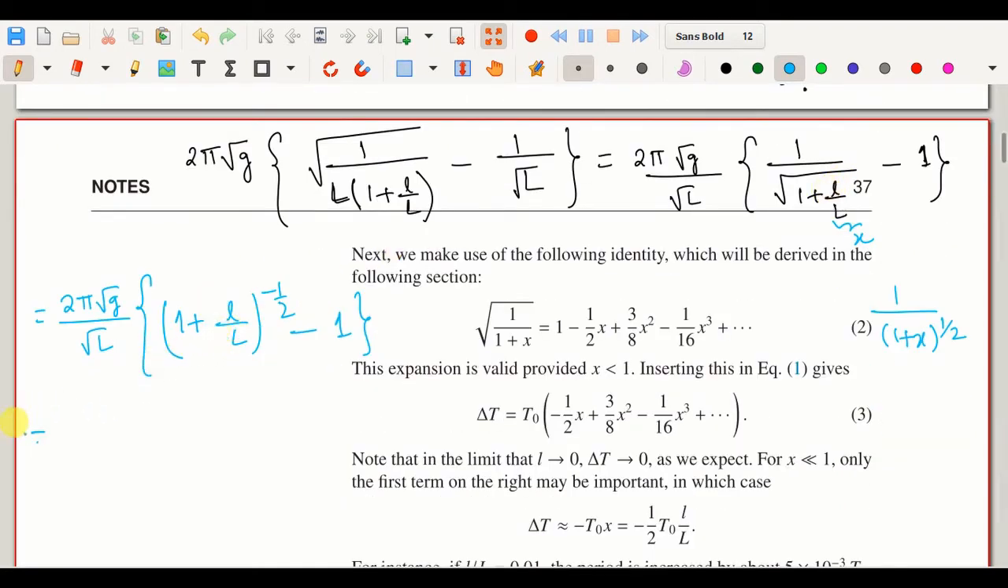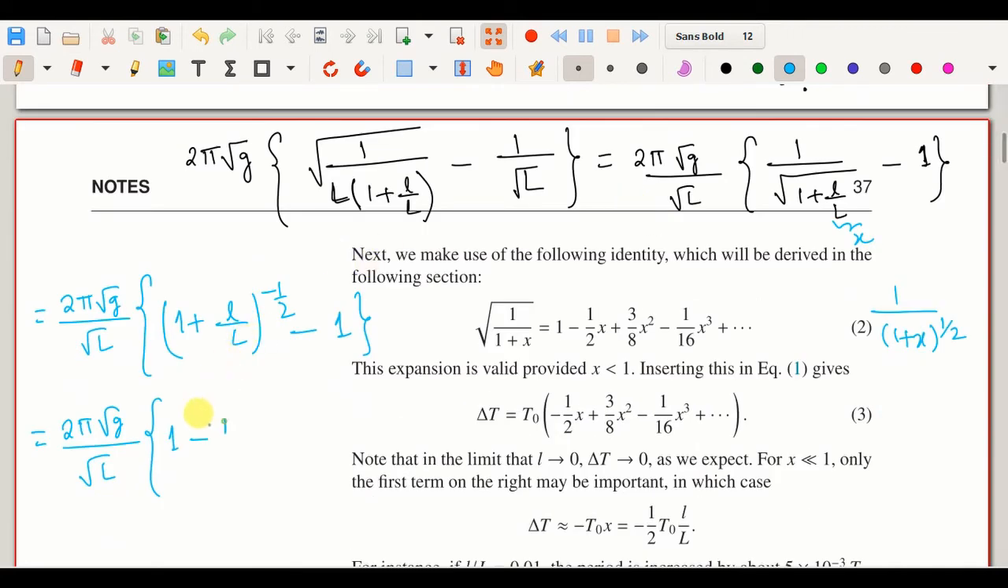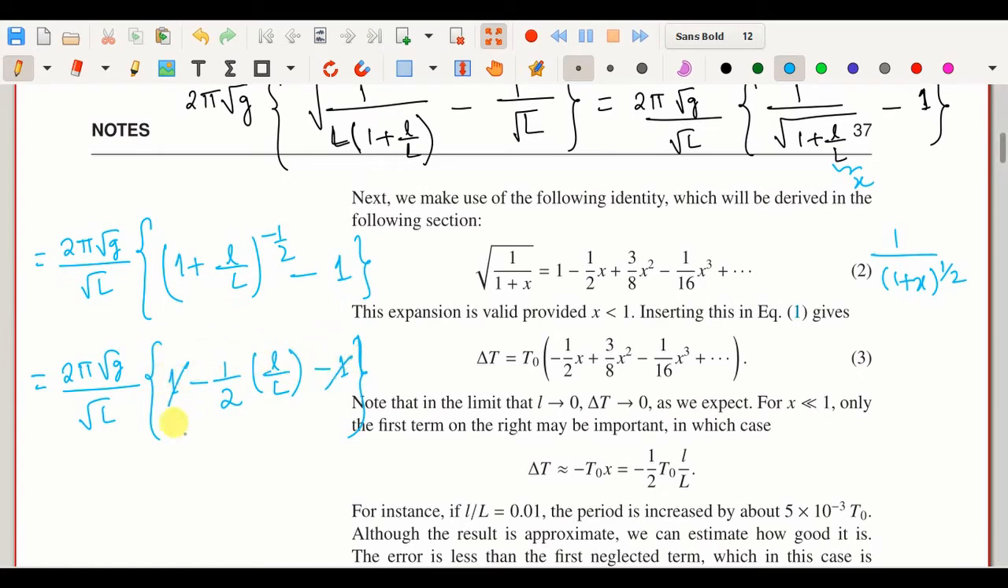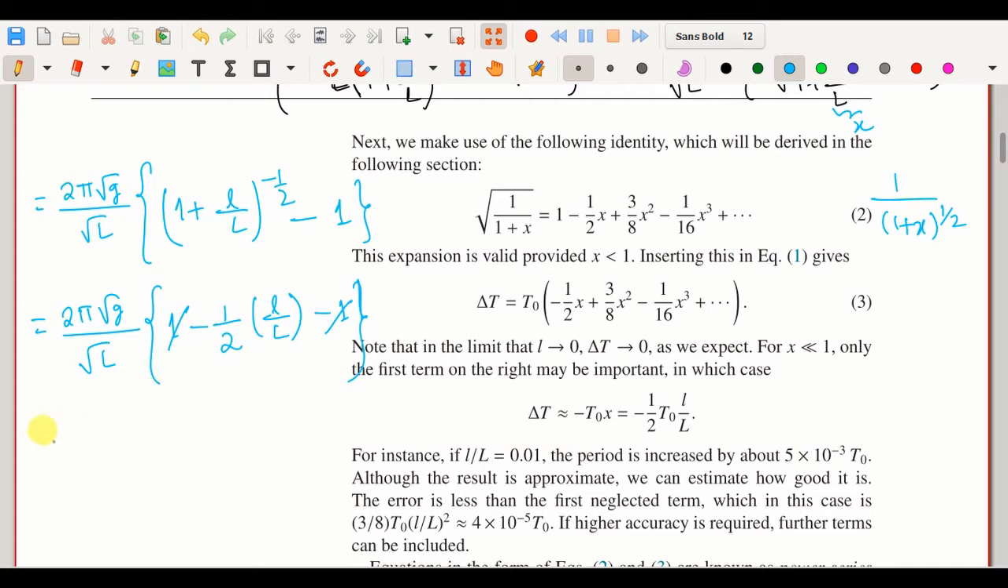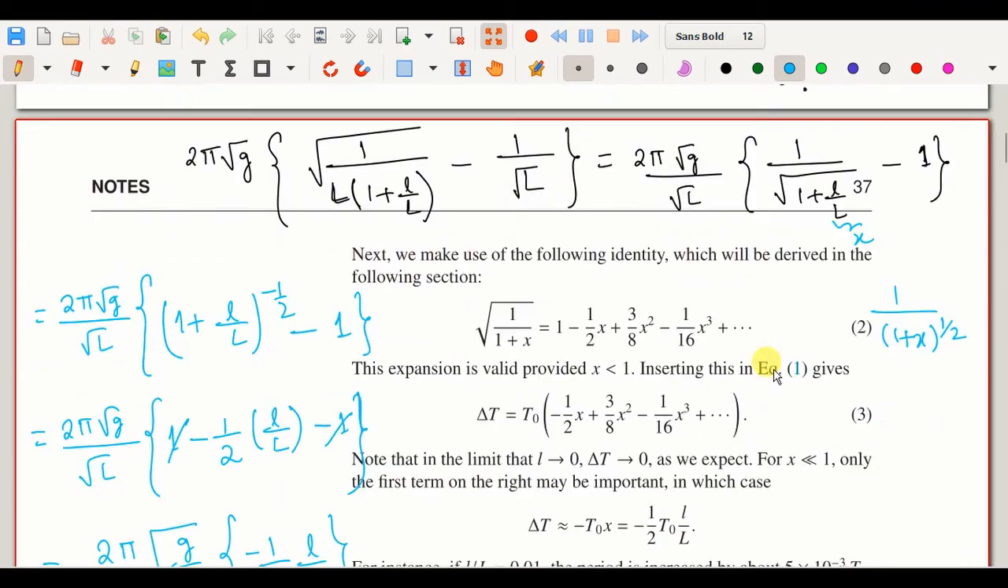If delta L by L is much smaller than 1, we just use the linear expansion, expressing this only up to order 1, which is 1 plus nx, where n is minus half and x is delta L by L. And we have this nice result. Here 1 minus 1 cancels, and we are left with only 2 pi square root of L by g, times minus half delta L by L.